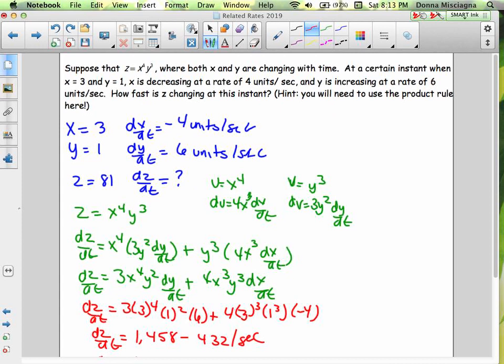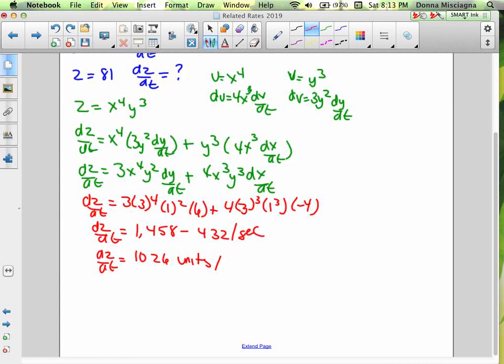All right, and there we go. There's the rate of change of z. So here's the rate of change in z when x is changing 4 units in the negative direction and y is changing 6 units in the positive direction.